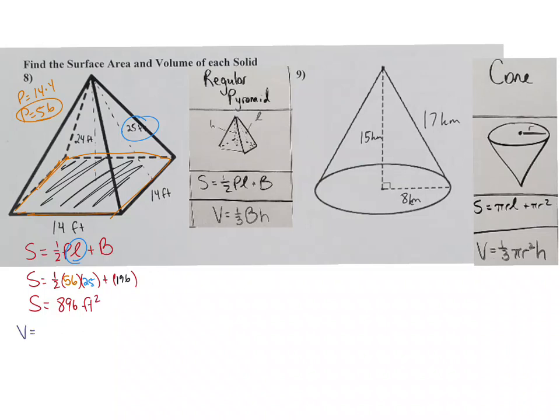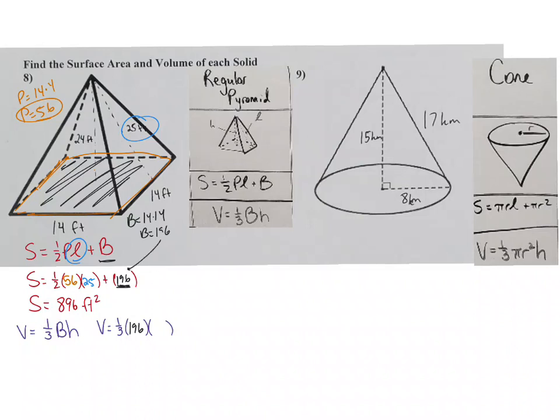Now volume, I do 1/3 the area of the base times the height. So I'm going to write it. Volume equals 1/3. Instead of base, I'm going to put empty parentheses. Instead of height, I'm putting empty parentheses. I already know that the area of the base is 196, so I just put it right there. Remember, if you don't understand how I found big B, it was 14 times 14. I kind of didn't show that.